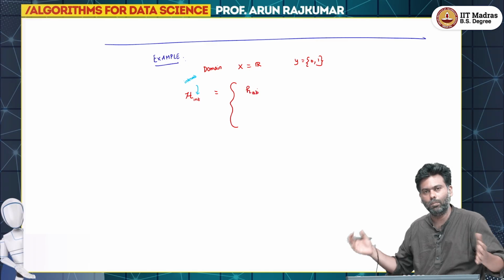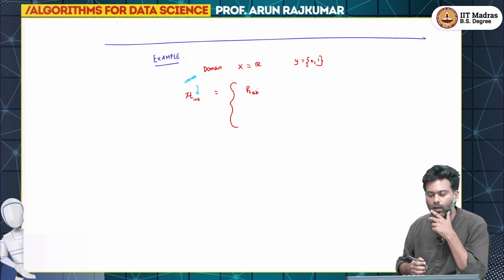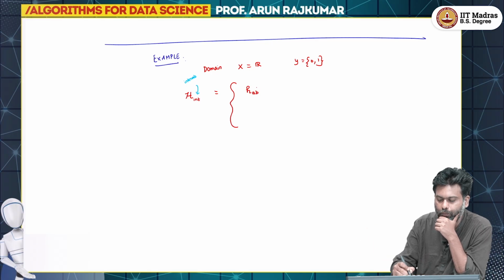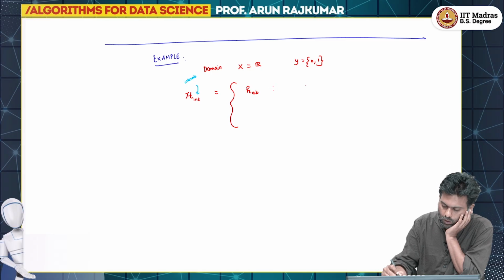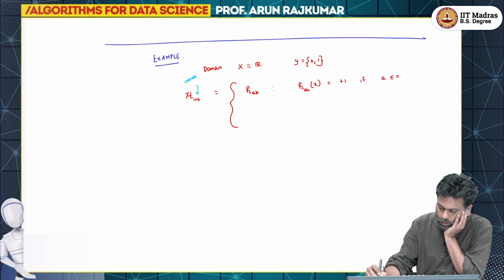Every classifier in my bag, H_INT, is of the form h_{a,b}, right. So every classifier has an a and a b. These are two real numbers, and what does this mean? This is the set of all h_{a,b} such that h_{a,b}(x) will be +1 if a is less than or equal to x less than or equal to b, and 0 otherwise.